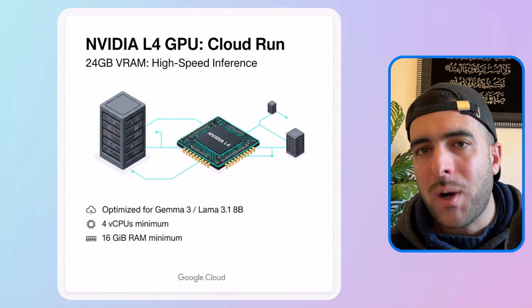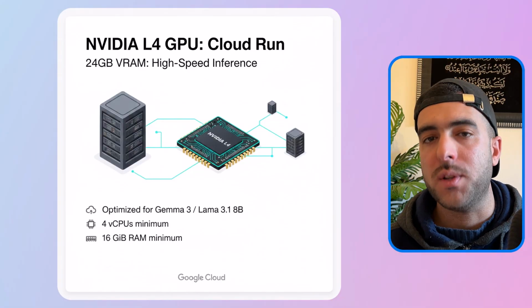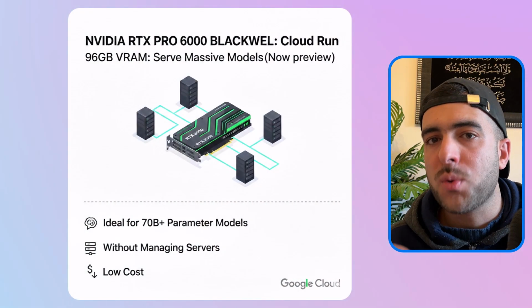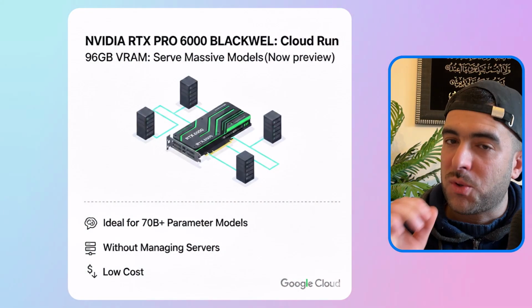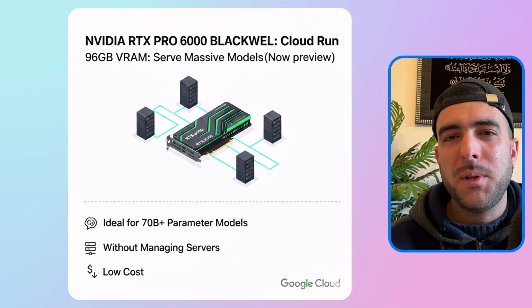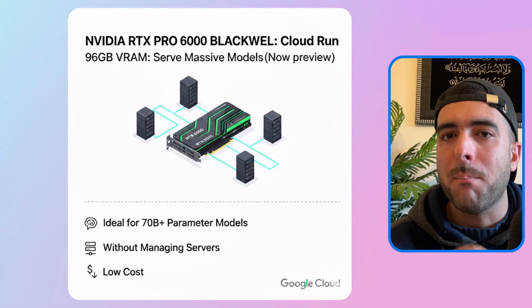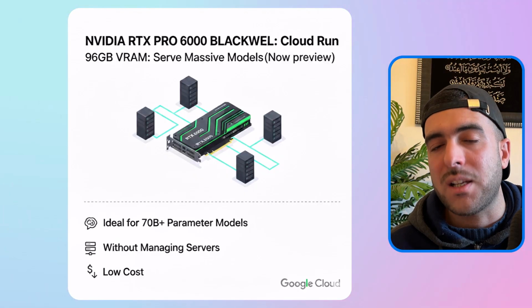3.1 8B. And this requires at least 4 virtual CPUs and 16 GB of RAM. The second GPU is the NVIDIA RTX Pro 6000 Blackwell, now still in preview. This GPU allows you to serve massive 70B plus parameter models without managing a single server.